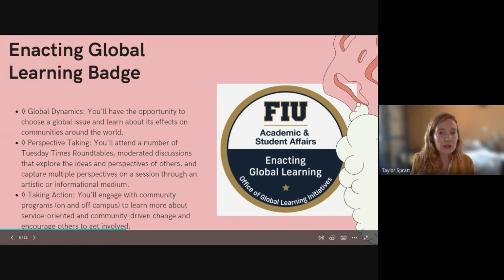It aims to prepare students to understand global dynamics, so focusing on global issues and the effects of those issues on communities around the world, to develop the ability to examine complex global issues from multiple perspectives, and to take action around these issues for our collective well-being. Next slide, please.